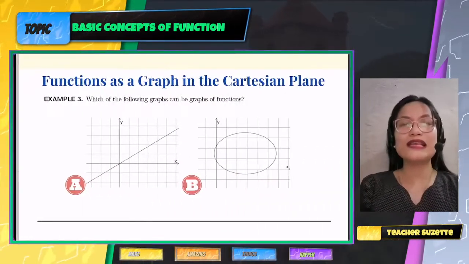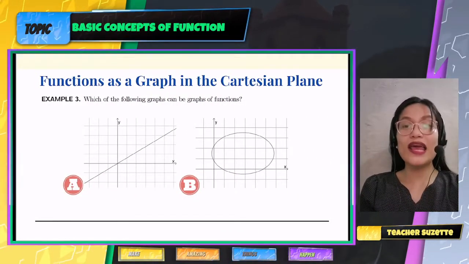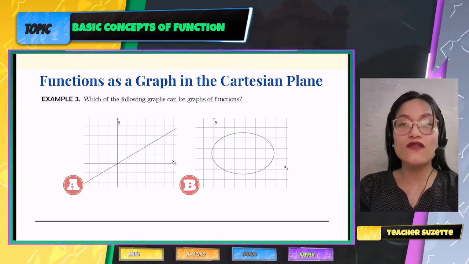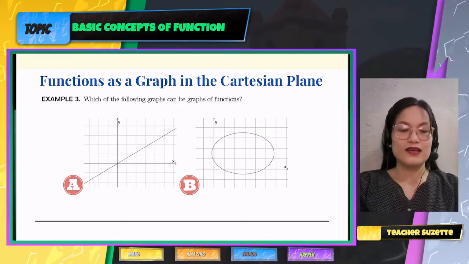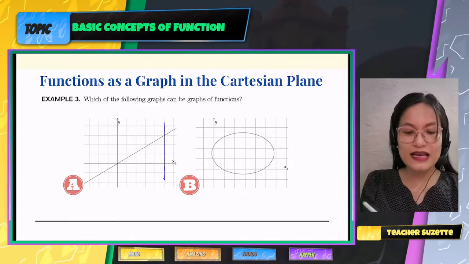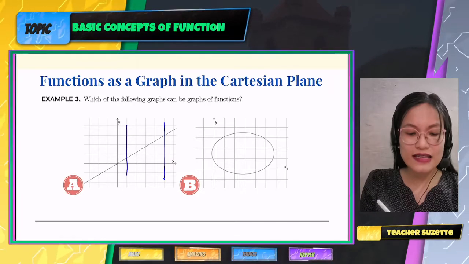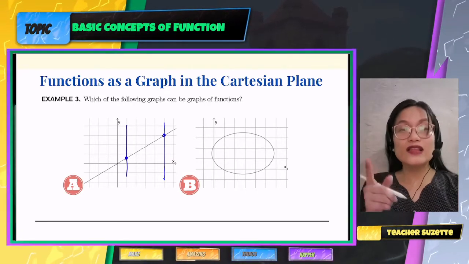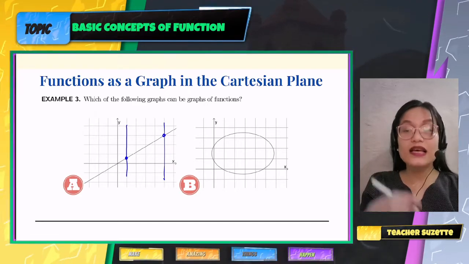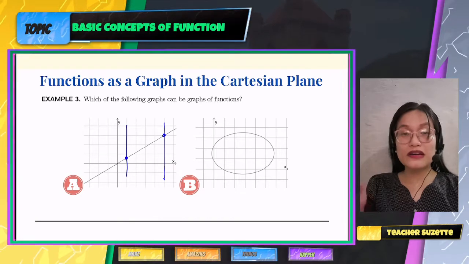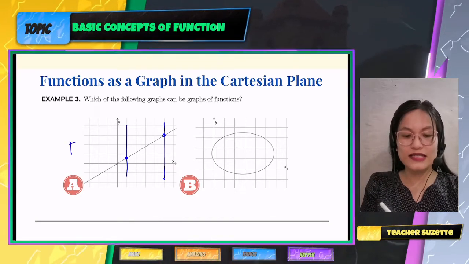So, let's have an example. Between A and B, which of the following graphs can be graph of a function? So, obviously, madali lang naman po yan through vertical line test. Ayan. Draw ka kahit saan. Makikita mo naman that for letter A, definitely when you draw a vertical line, it only intersects or touch your graph once. So, this is a function.